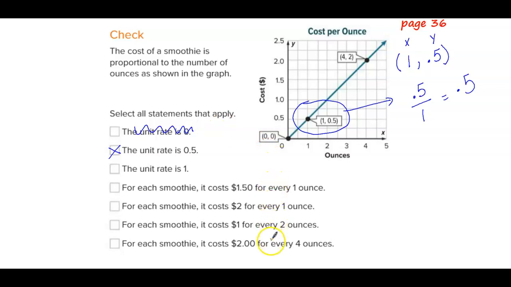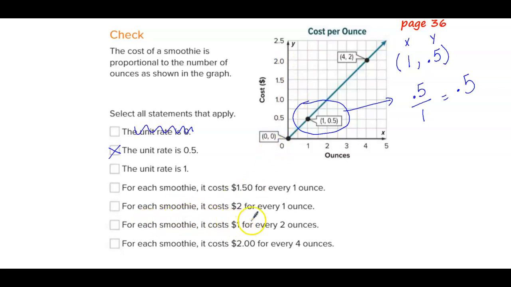Now down here, we just have to read our graph and figure out which one of these are true. This says for each smoothie, it costs $1.50 for every 1 ounce. Well, here's $1.50, and here's 1 ounce. This does not fall on the graph at all, so that's not right. For this one, it says it costs $2 for every 1 ounce. So $2 for 1 ounce, that's not on the graph either, so that's not right.